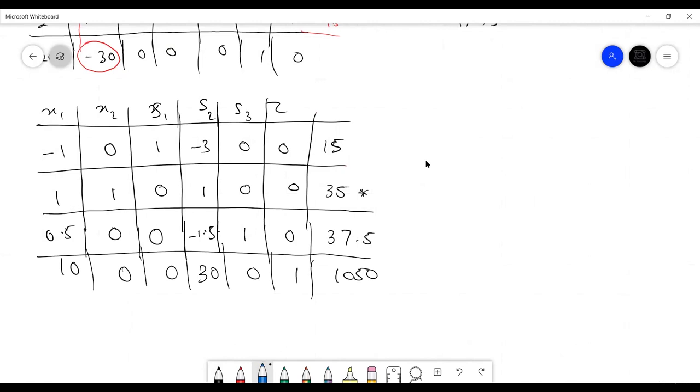Again, in the last row, you have to see which is most negative. Here there is no negative, so you have come to the optimum stage. If there is again a negative, you have to find the most negative one, find the pivot row, and continue this.